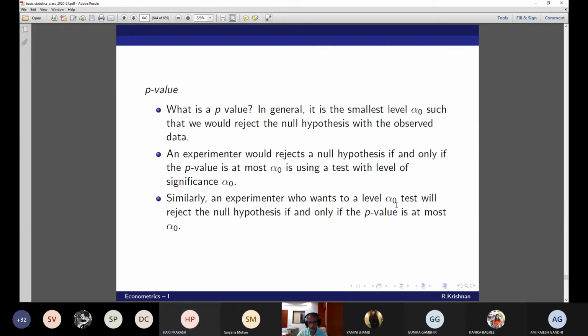Yes, sir. What people normally do is the following. They keep it 1%, 5%. They do the experiment. Whatever p-value comes, that will be my significance level. That's it. There's no correction needed, nothing. Is it okay? Narayan, Hari? Yes, sir.